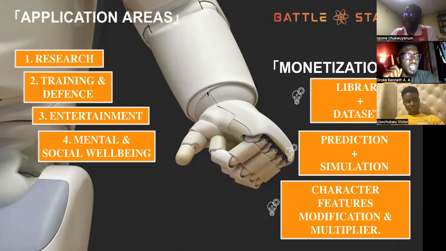On the application areas, we have 4 major application areas: research, education and training, entertainment, and mental and social wellbeing. Now, for the monetization, I'll talk more about this. First of all, we could sell the library and the data set to game developers and academic researchers. Secondly, users are supposed to pay some amount of Ether to be able to predict and simulate. We're yet to implement that. Then lastly, to add more features to the character developed by the AI, you need to pay some amount of money to be able to do that.